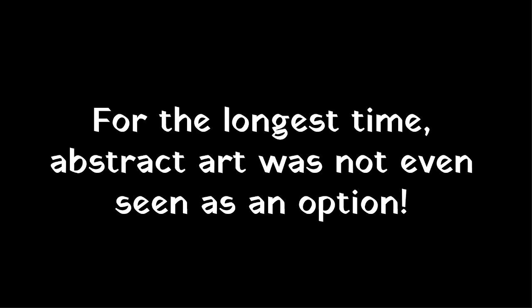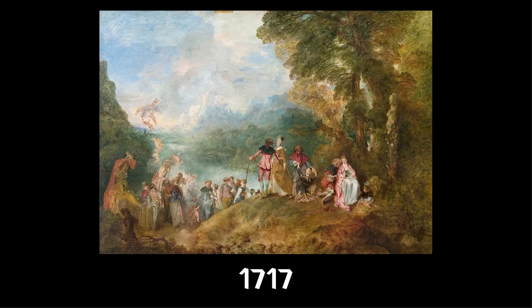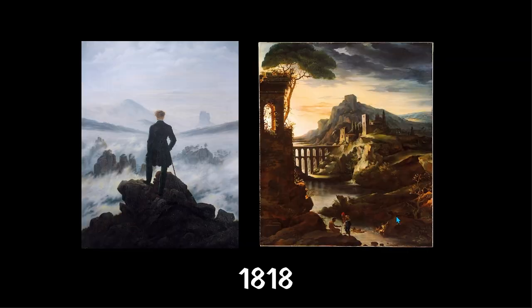Now, for the longest time, abstract art was not even seen as an option. Let me go back to like 1500 with the Mona Lisa. Or 1665, you've got the woman with the pearl earring. And these paintings, they're famous. They look like real people. I go a little further, 1717. This is a real landscape. Looks just like it could be plucked from real life. And there's people in it. People look pretty real. Late 1700s. Looks pretty real. 1818 looks pretty real to me.